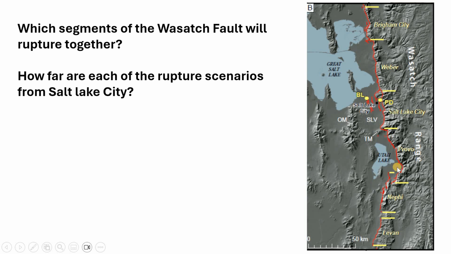present a crazy seismic hazard. And a big question about rupture scenarios is which segments of the fault are going to rupture together? Are they all going to rupture in one big event? Or are they going to rupture in separate segments? And if they rupture as segments, how far are those segments from Salt Lake City? And so these scenarios can really inform our ground motion models.